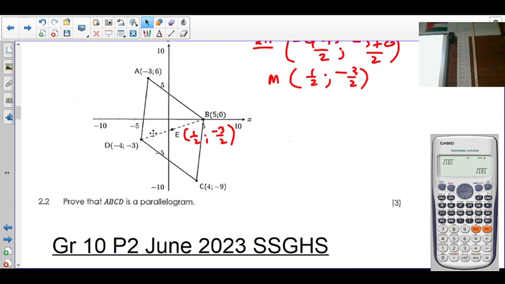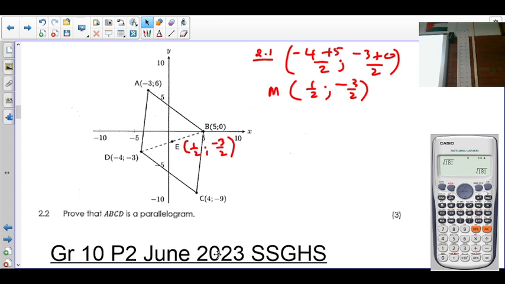So the second question says, prove that ABCD is a parallelogram. Now there's 5 ways of proving something is a parallelogram. What are the 5 ways? Both pairs of opposite sides are equal. Then both pairs of opposite angles are equal. Then opposite sides are parallel. Then diagonals bisect each other. And the last one states that if one pair of opposite sides are equal and parallel, then it's a parallelogram. So one of those 5 cases.